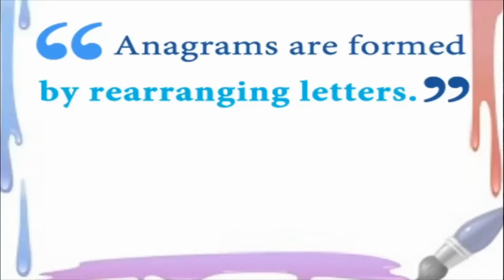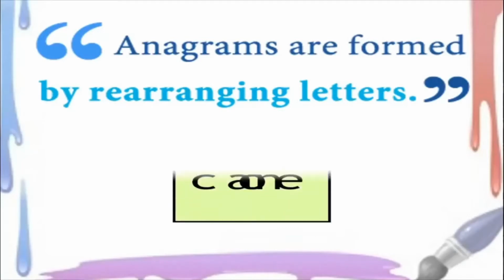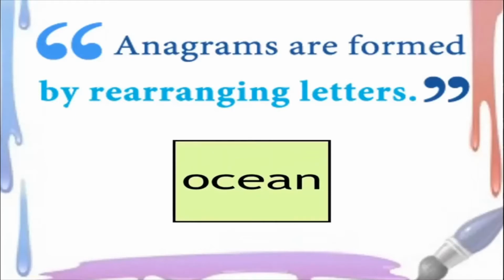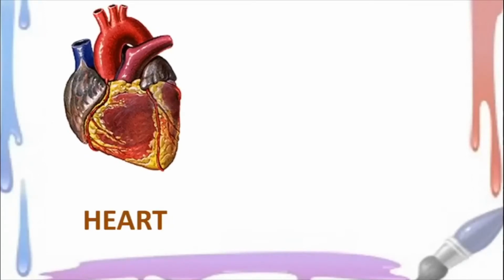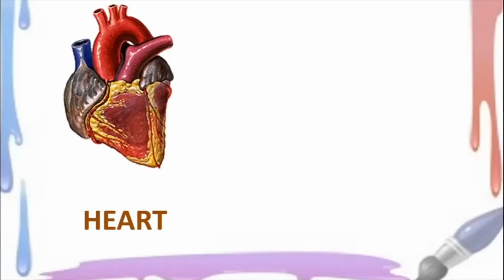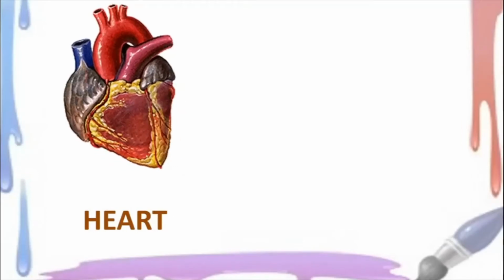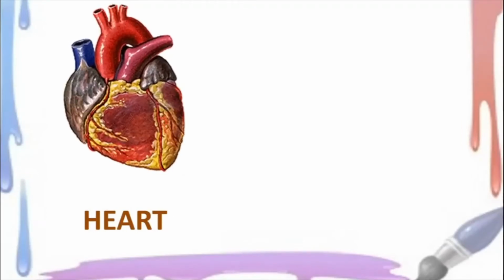Now we understood what an anagram is, and we also saw the meaning of an anagram and an example of an anagram. In order to make this idea more clear to you, we will look at some more examples of anagrams. Let us look at this word which all of us know. This word is heart. The heart is a very important organ of the human body. It is a very important part of the human circulatory system.